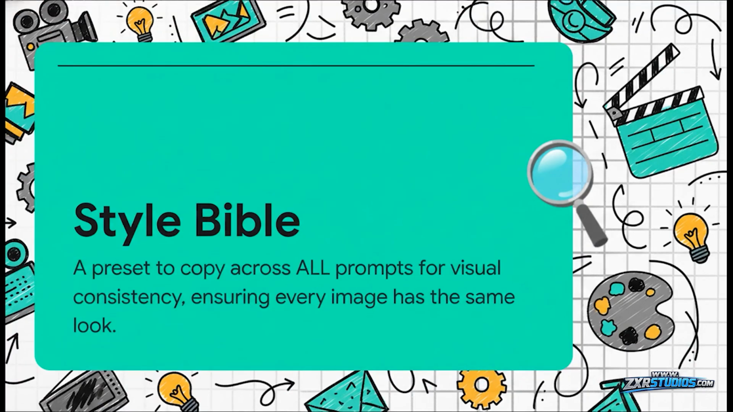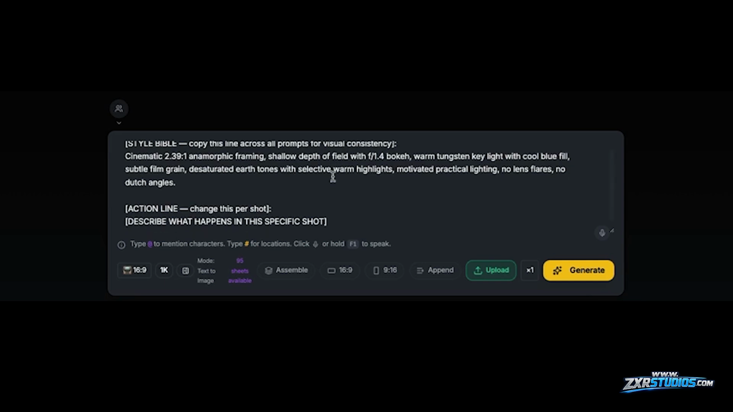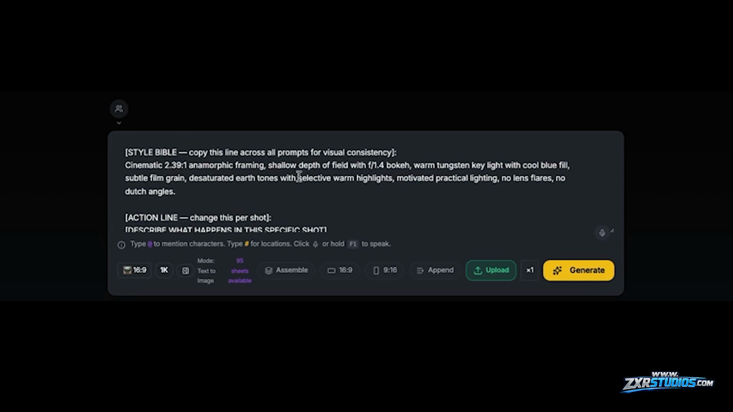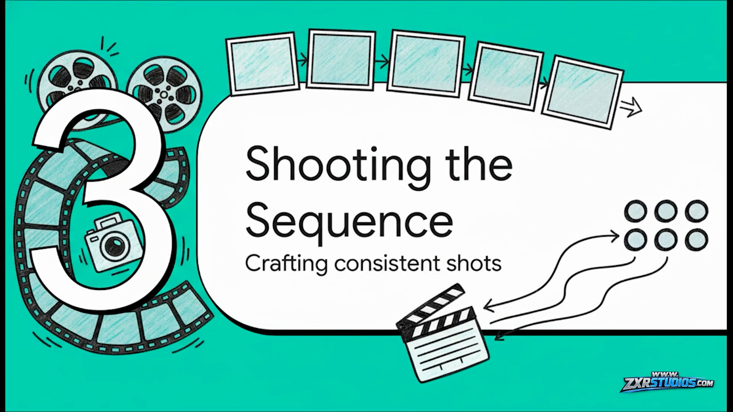You pull this off with a really powerful feature called the Style Bible. Think of it like your cinematographer's master guide. It's basically a preset where you store all the core visual rules for your project, everything from the camera lens to the color grade. And what's so cool is how practical this is. This isn't just some abstract idea, it's a literal block of text that you copy and paste at the start of every single prompt. The Style Bible sets all those unchanging visual rules, and the action line is the only part you have to change from shot to shot. It's that simple.